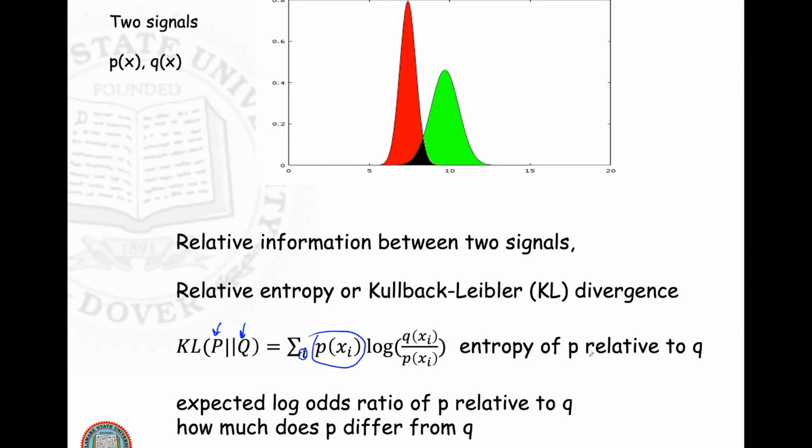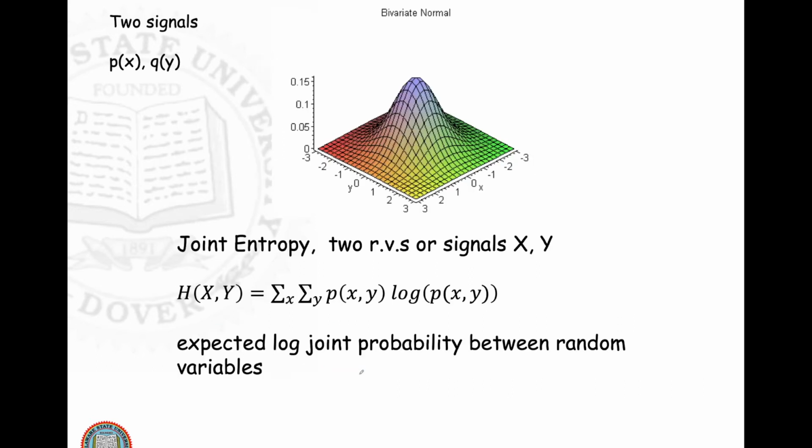And so if we think about this expression, this is the expected log odds ratio of P relative to Q. And so it says, on average, how much does P agree or differ from Q? And this KL divergence is a way of measuring the distance, if you will, or the discrepancy between two probability distributions. All right.